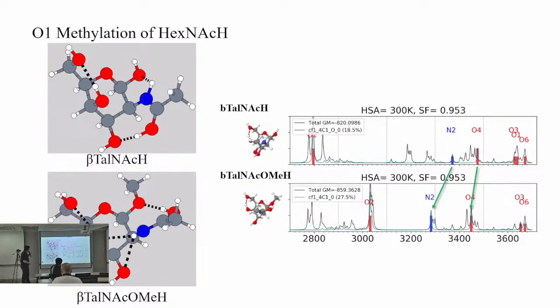Another case here, the overall ring puckering is still chair, but we have this change in the orientation of the N-acetyl group. So essentially, we get a totally different conformation for the global minimum, right? So again, these are the 2 cases wherein methylation can significantly affect the overall conformation.